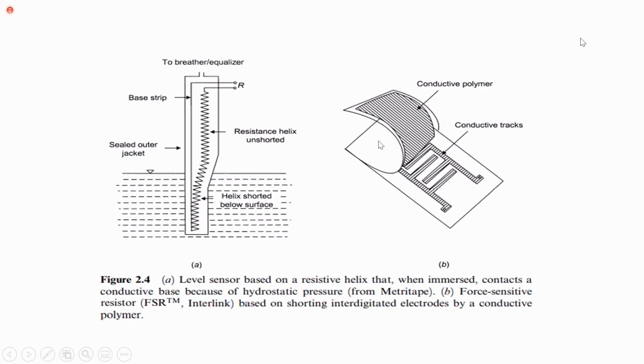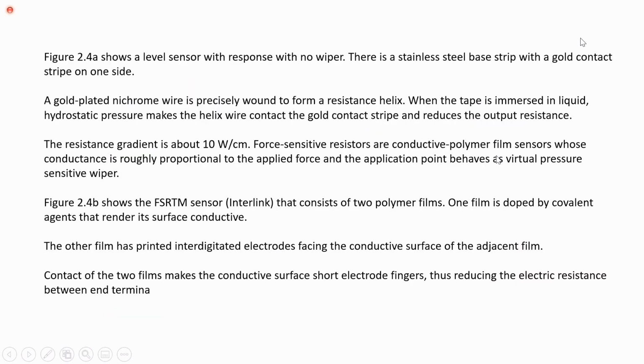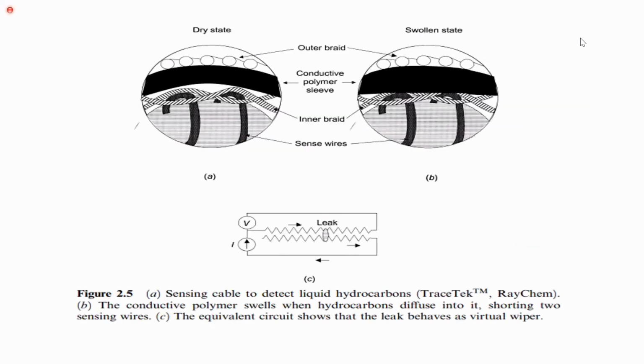So here we have two plates. If we allow the first plate to contact the second plate, then the resistance will vary. And here we have a sensing cable to detect hydrocarbons.